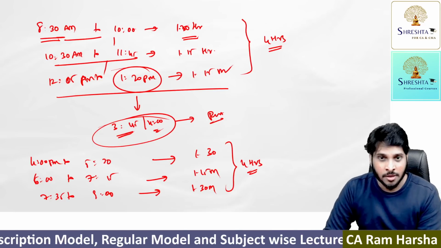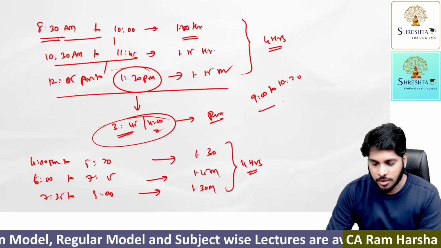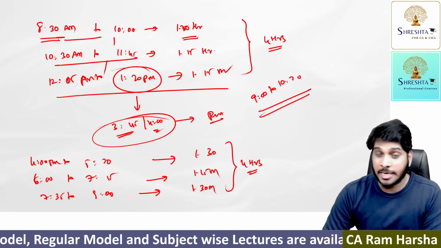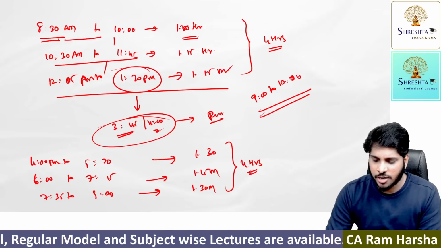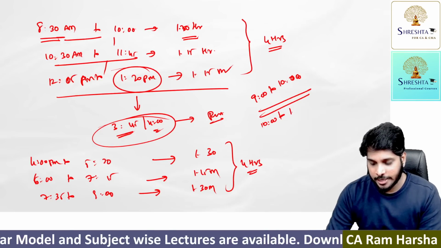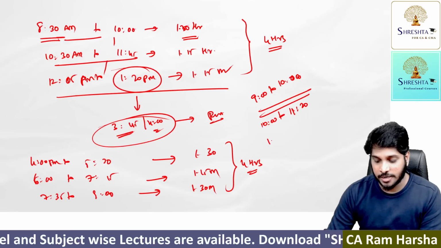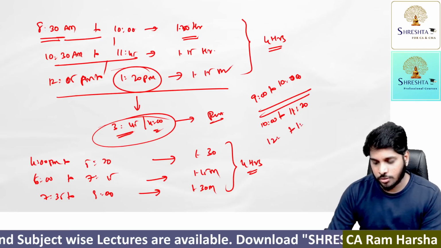So 9 to 10:30. You keep it for dinner. Keep time for dinner. Or 9 to 10, 1 hour, you make it 1 hour. Then again come back by 10. 10 to 11:20. Again a 20 minutes gap. 12 to 1:30.